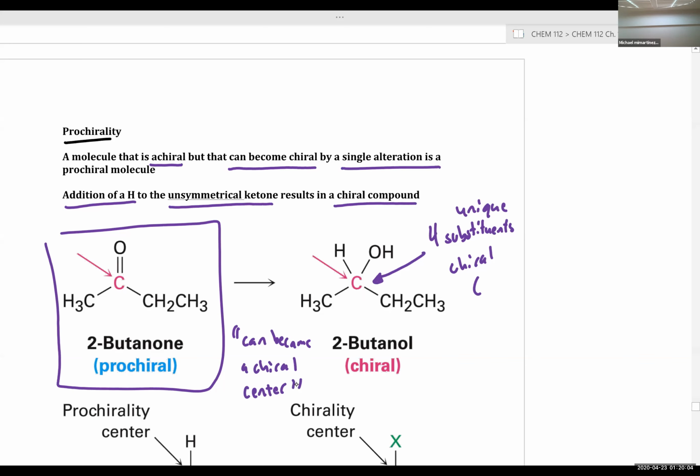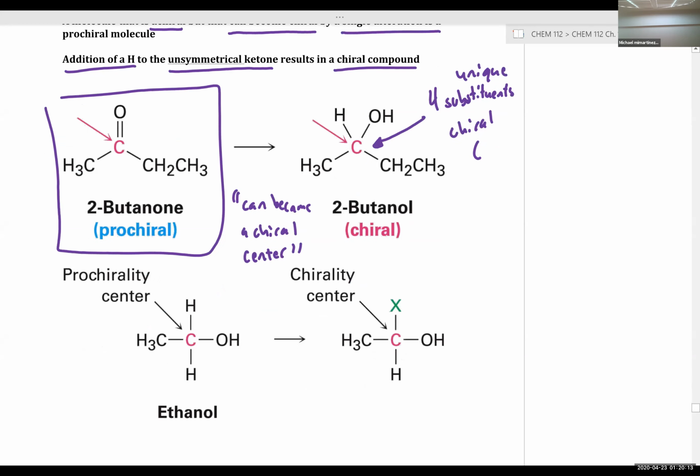A prochiral compound is a compound that can become chiral with the addition of a functional group or atom. So for example, ethanol, we call this a prochirality center because if we replace the hydrogen with something else, we would generate a chiral center. So a prochiral carbon or a prochirality center is a center that with one modification can become a chiral center.